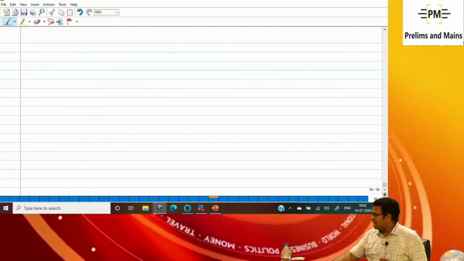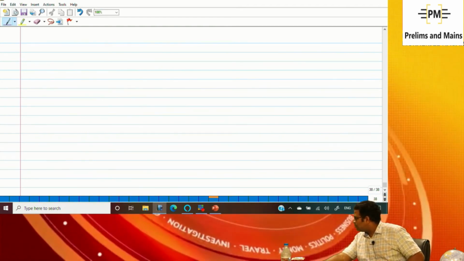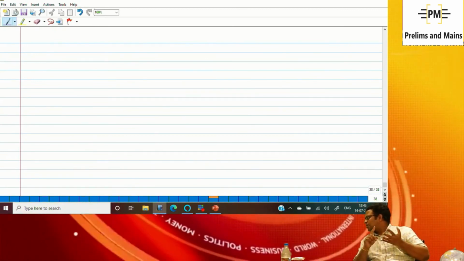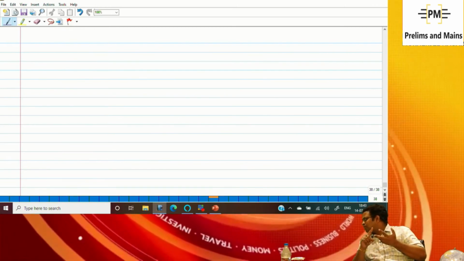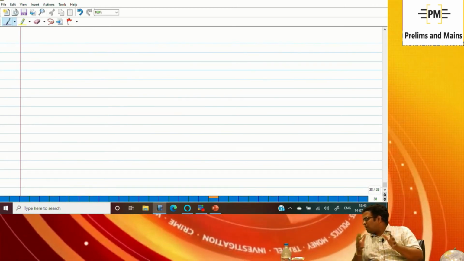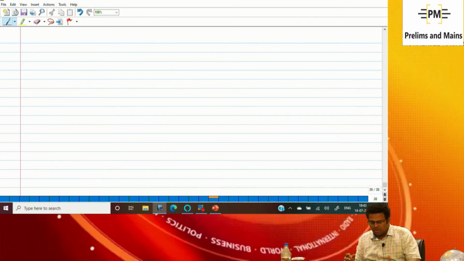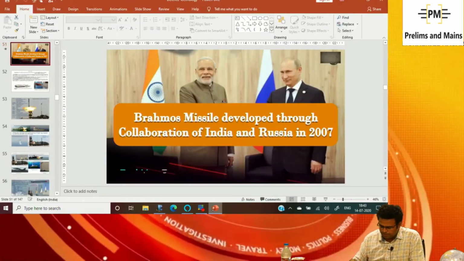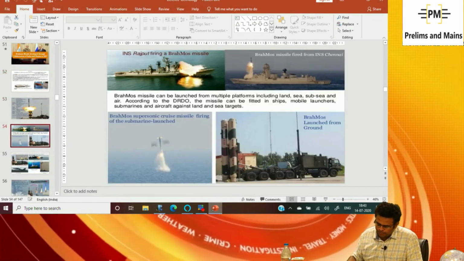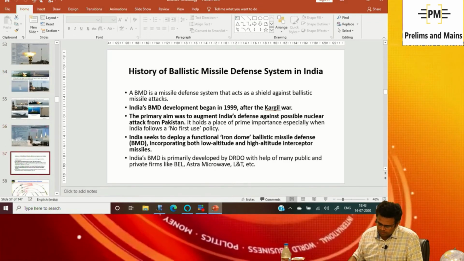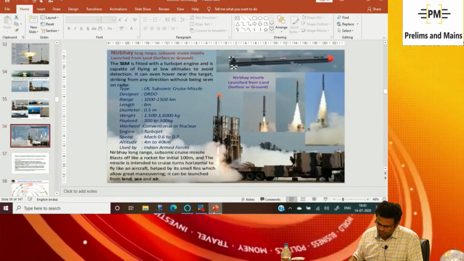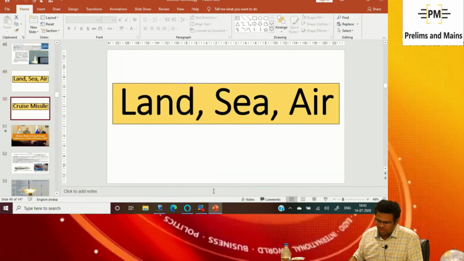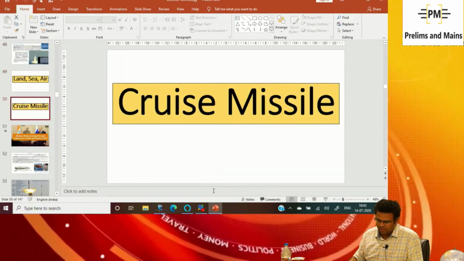This is considered the Missile Man of India. Yes, we can send a cruise missile from the land, from the sea, and from the air. From all areas we can shoot. So the land, sea, and air cruise missile can be launched with the help of this.